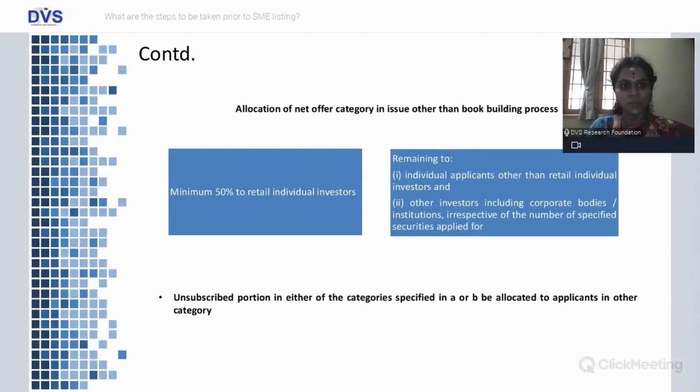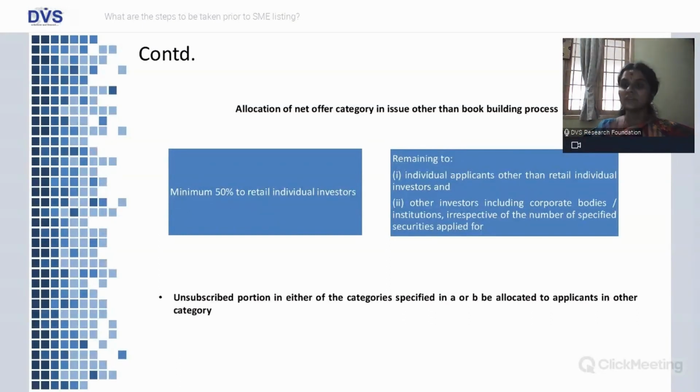We are continuing with Reg 253 in the next slide as well, where the allocation of net offer category is in the case of an issue other than the book building process. Minimum 50% to your retail individual investors, and the balance to individual applicants other than retail individual investors, since they are already allocated this 50%, and other investors, which includes your corporate bodies and institutions.